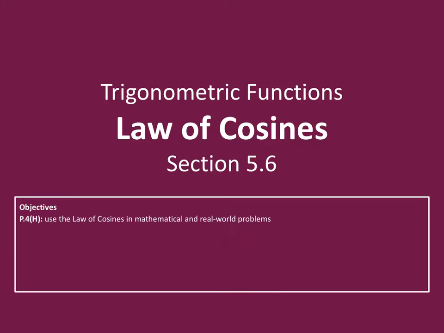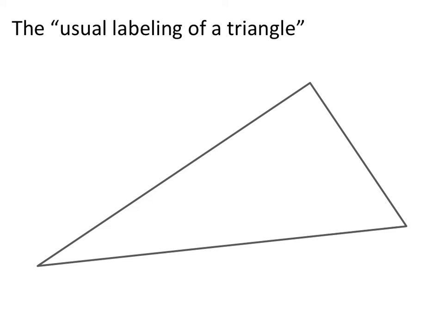So the law of cosines is one of the first few trigonometric identities that we're going to be studying in this class. It's basically going to help us solve a triangle when given different pieces of information, like you did in geometry. So if we agree on what's called the usual labeling of a triangle, all of what I'm talking about for the law of cosines and then the law of sines next time will make sense.